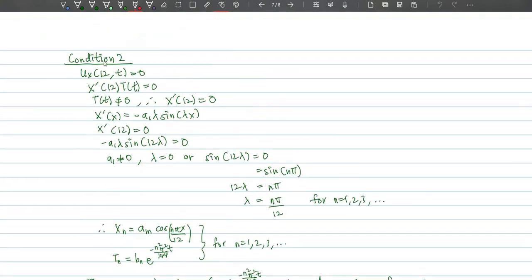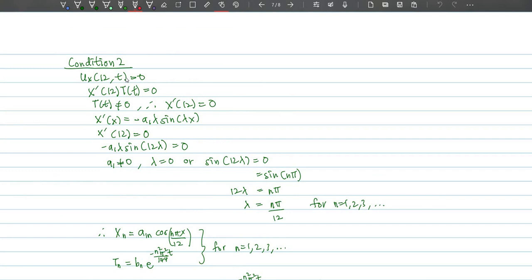Apply the second condition, which means u_x(12, t) equal to 0, X'(12)T(t) equal to 0, T(t) does not equal to 0, and therefore X'(12) equal to 0.